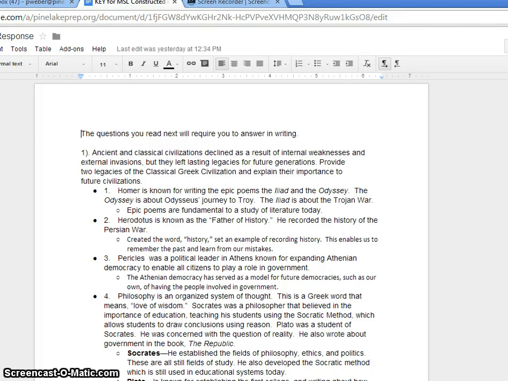One of the things that I want you to notice about these constructed response questions is that there is a lot of fluff before they get to the actual question. That's why what I recommend is that you read the question and then you use your pencil to underline where they actually get to the question.